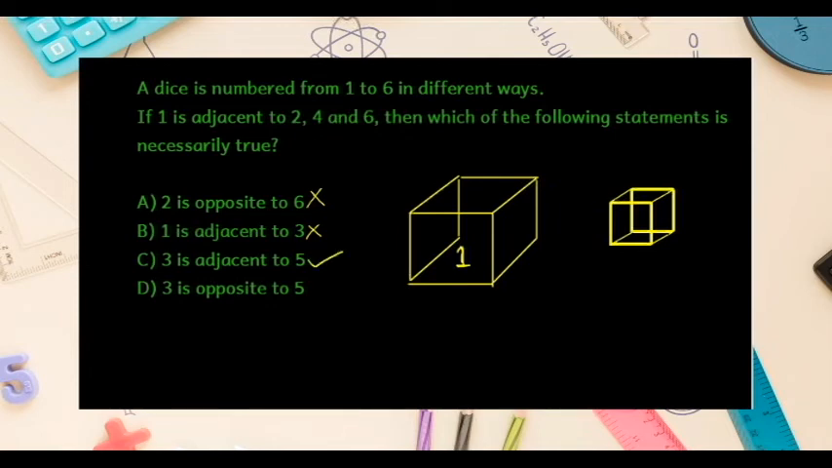And now let us move to the fourth one as well, just to make sure that it is also an option which is not necessarily true. So 3 is opposite to 5. We just proved that 3 is not opposite to 5, as either 3 or 5 has to be opposite to 1. That makes it possible that 3 is not opposite to 5. So the fourth option is of course incorrect, making option C the correct option.